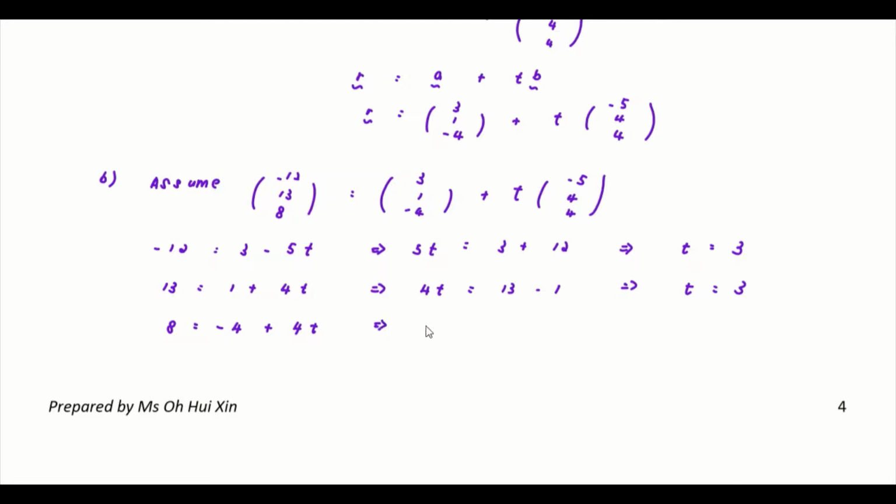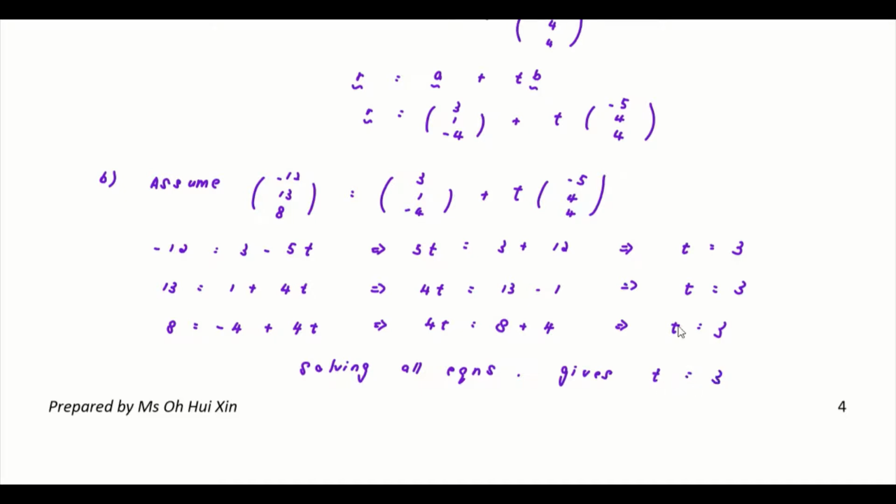Same thing, I need to check the last one because we need to make sure that all the t is the same, which means when you substitute t over here, you'll be able to get these three numbers. Only then is this point on the line. So 4t will be equal to 8 plus 4, which means 12 as well. Divide by 4, then you get t equals 3. So solving all the equations gives t equals 3.